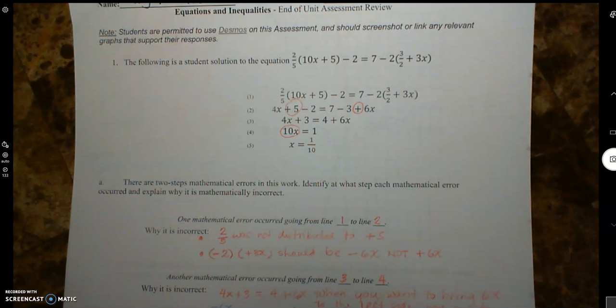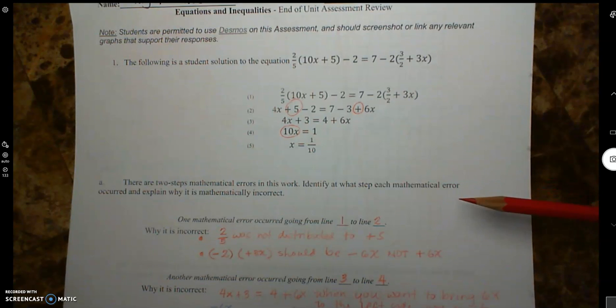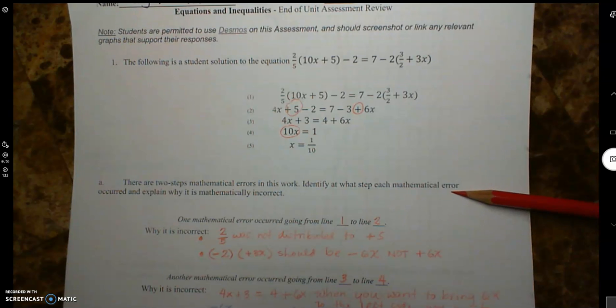Today we're going to discuss the review for the Unit 2 Assessment, Algebra 1, entitled Equations and Inequalities. Question number 1. The following is a student's solution to the equation. There are two mathematical errors in this work. Identify in what steps each mathematical error occurred and explain why it is mathematically incorrect.